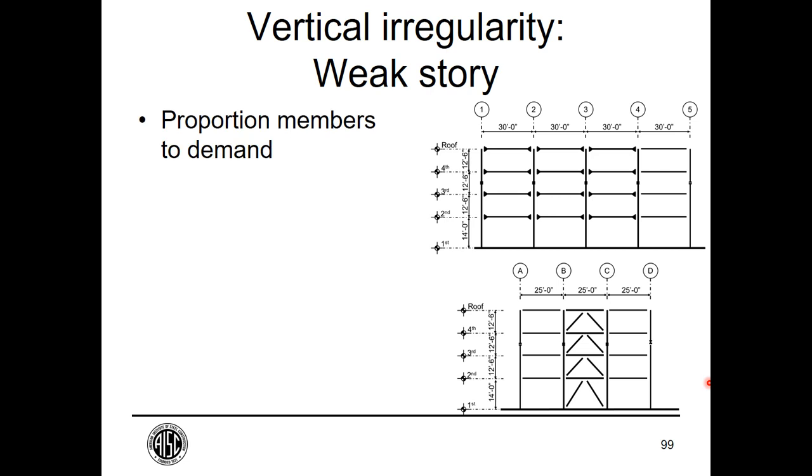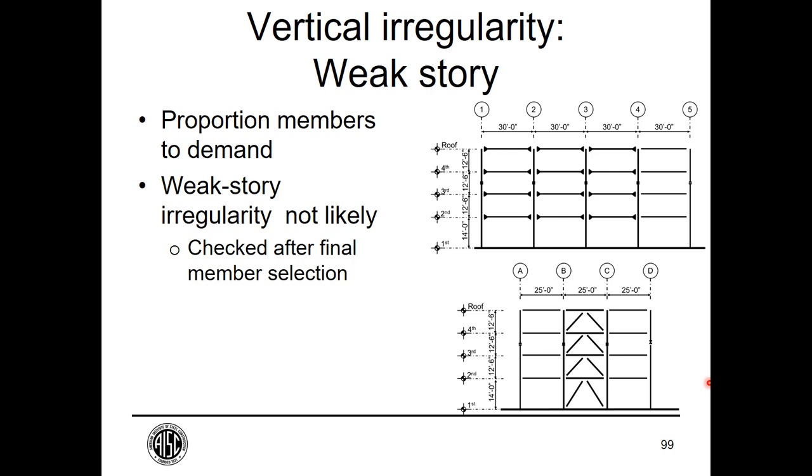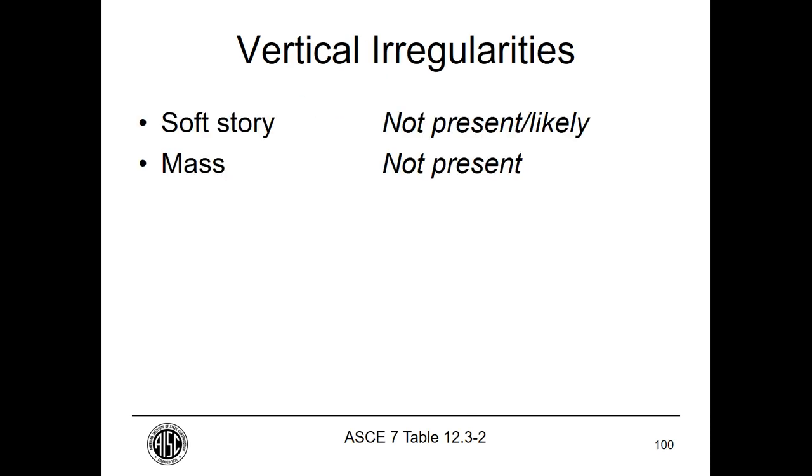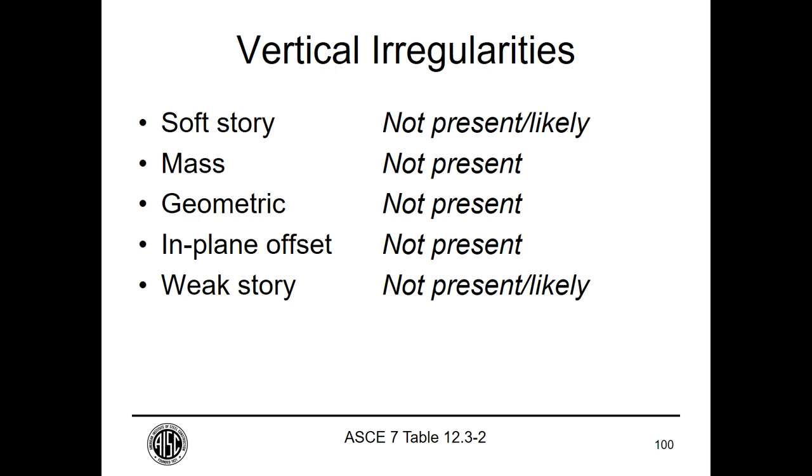All right, well, we don't have anything designed yet. We think we're going to proportion everything to the demand, and so we don't think we're going to get a weak story. It's not likely, but it's something that we're going to have to check later after we've selected our members. So here are the vertical irregularities. The soft and weak story are things that we feel reasonably sure we're not going to get, but we will check in the end.